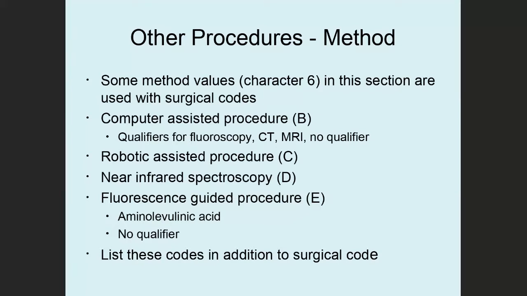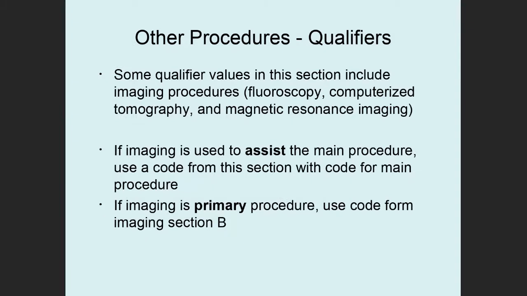Most of the other ones are fairly straightforward. I mean, you know what acupuncture is. But for computer-assisted procedures, robotic-assisted procedures, near-infrared spectroscopy, fluorescent guidance procedures, you might list a surgical code and then these codes to give more information about what happened. So it's sort of like add-on codes.